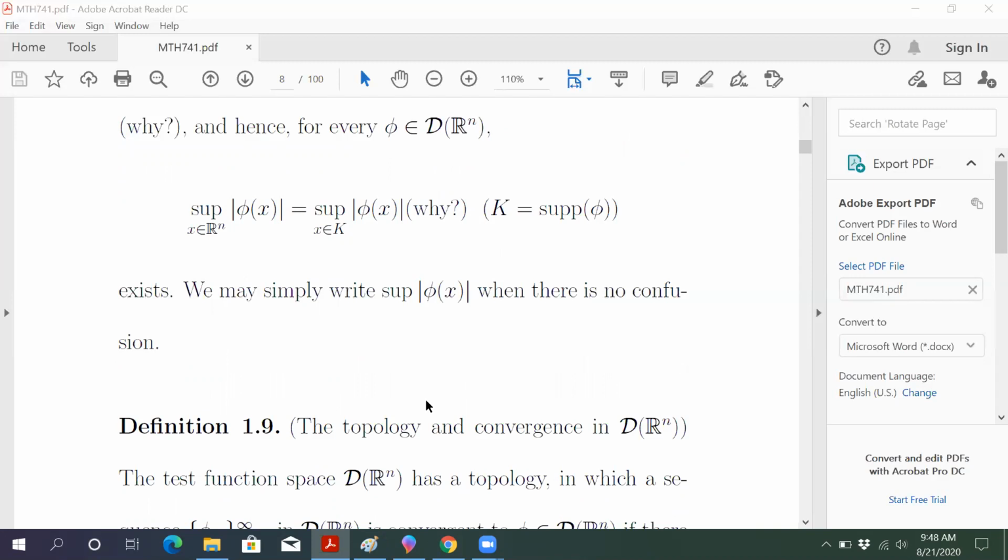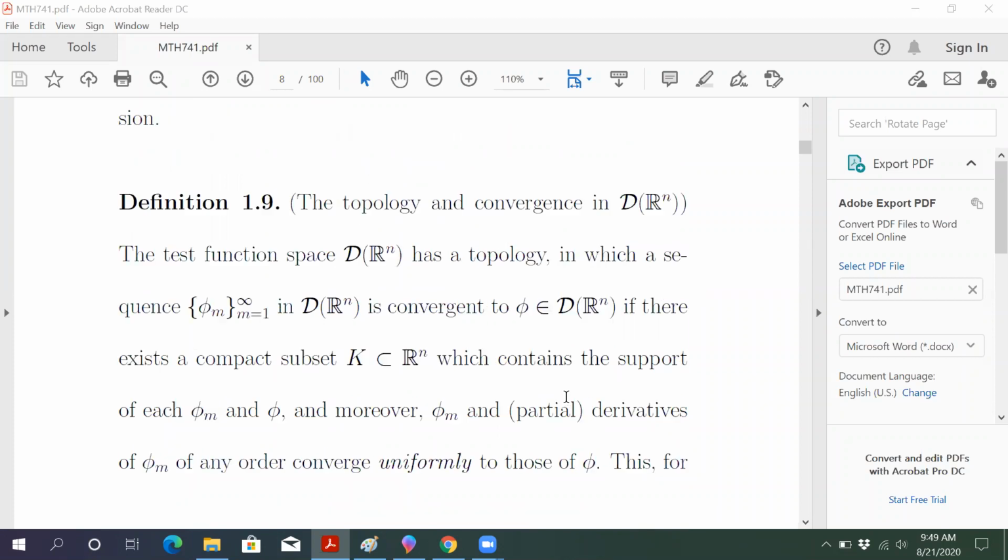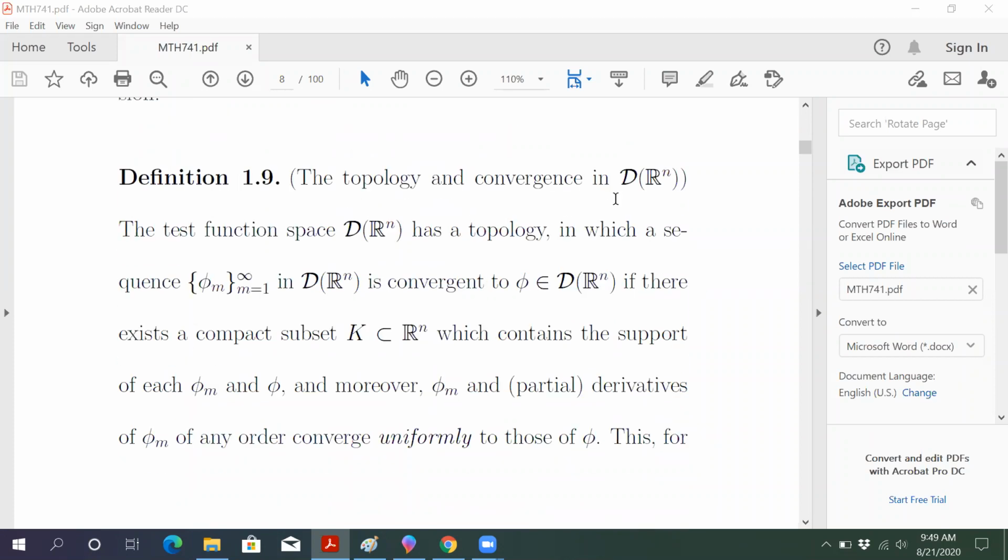Next, we are going to show that this test function space has a topology. It means it's a topological space, or more precisely, I don't know if you are familiar with the notion of a topological vector space. Of course, we are not going to talk about that, but the test function space here has a topology, and with that topology it is a topological space, or more precisely a topological vector space. So now look at here, topology and convergence in D(R^n).